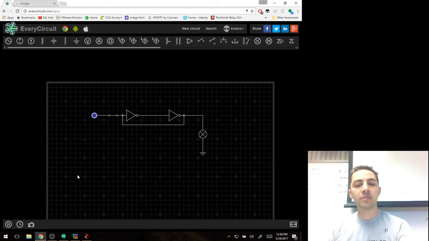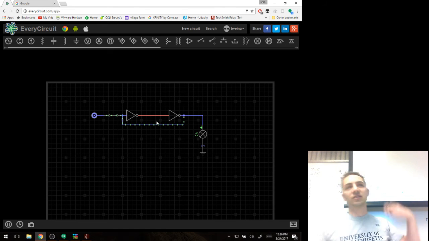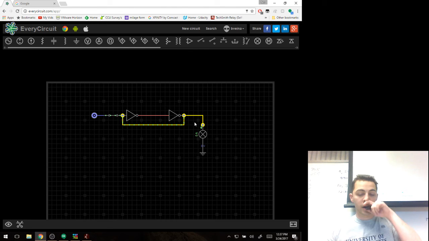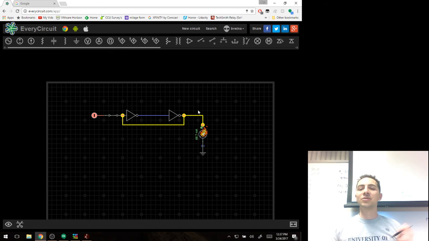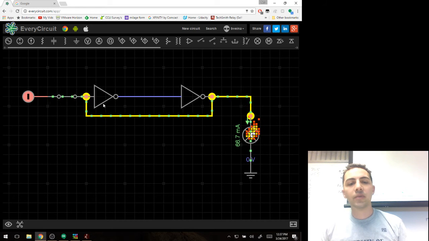Now, if I start simulating this, what I see is 0, which is blue. Those little green dots indicate current flowing. So 0 comes in, and out of this inverter comes red, a 1. And then it goes to another inverter, and it's low. If I change that, now it's a little lamp. It's like on fire. I think that's very cute. Like so.